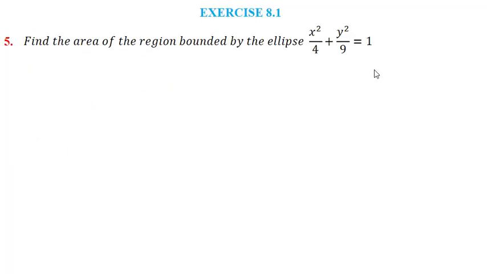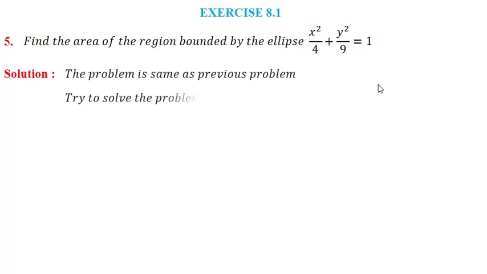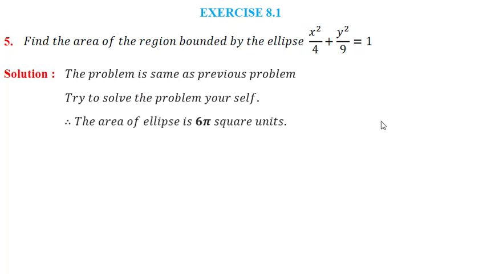Similarly, here you have ellipse x square divided by 4 plus y square upon 9 is equals to 1. So as we have done in the previous problem, in the same way you are going to proceed here and you will find area of ellipse. So the required area, when you solve, you will get it is 6 pi square unit.